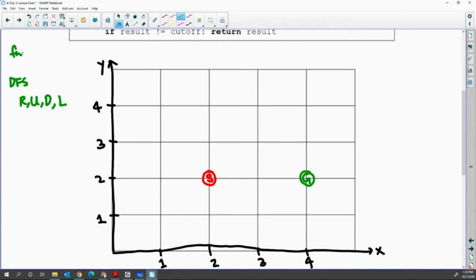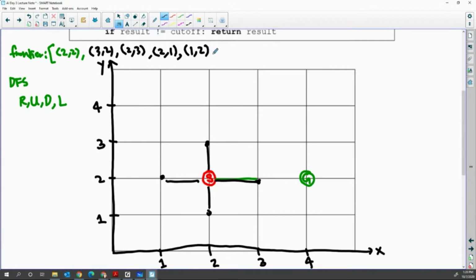So I need a frontier. In my frontier, I'm going to have the initial 2, 2 first. Then from the frontier, I'm going to search children action. So I'm going to do right, up, down, left. So I'm going to add right first, up, down, then left. So next round, because it is a DFS, iterative way, I'm going to pop the last one.